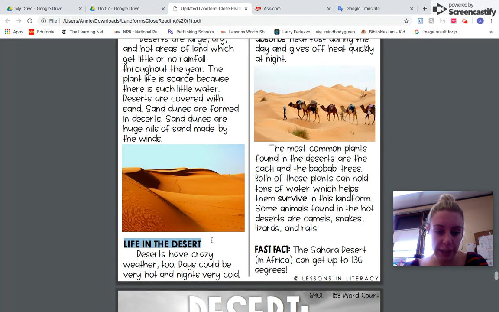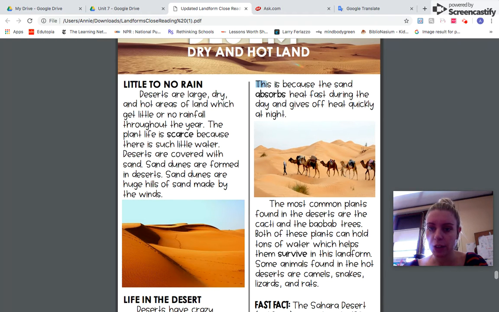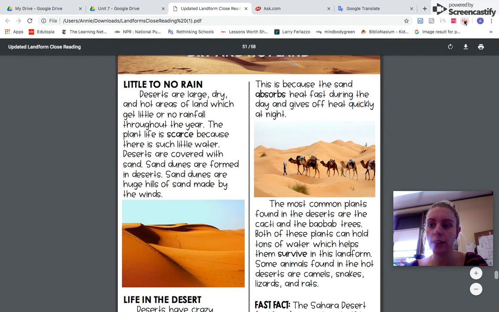Life in the desert. Deserts have crazy weather too. Days can be very hot and nights can be very cold. So that's something about a desert people forget, right? During the day it can be very, very hot and nights can be very, very cold. This is because the sand absorbs heat fast during the day and gives off heat quickly at night.